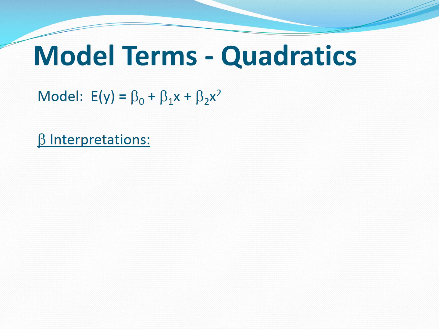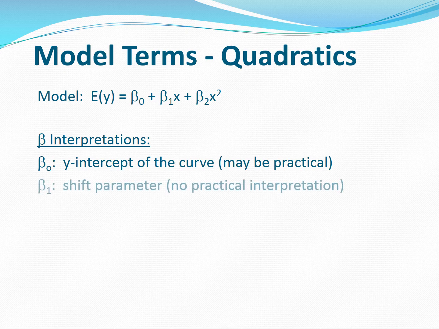Here with the quadratics, we get different interpretations. We don't have a slope any longer. And so the beta interpretations, beta naught still represents the y-intercept. Same interpretation that we've seen before, except now we're working with a curve. Still has a y-intercept, but it's a curve. Same questions. Does the value of x equals 0 make sense?